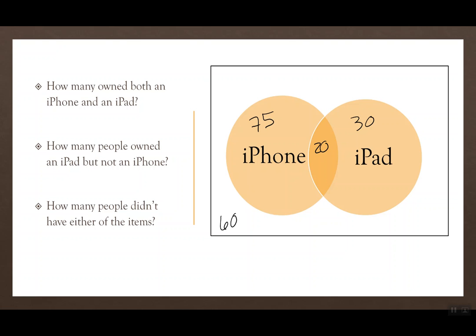Okay, so now that we have our picture again, we can answer these questions. So we first said, how many had both an iPhone and an iPad? That was 20. How many people owned an iPad but not an iPhone? So iPad, no iPhone, that was 30. And then how many people didn't have either of the items? That's 60.